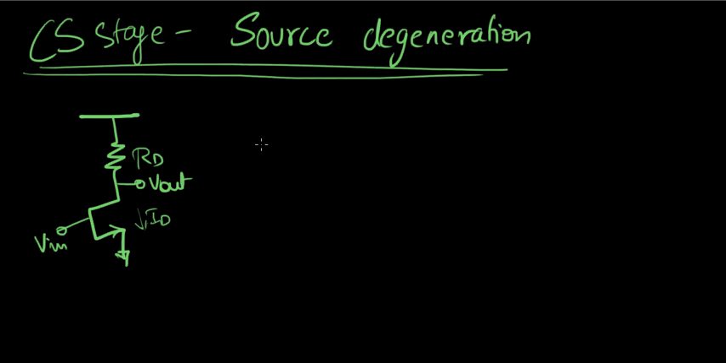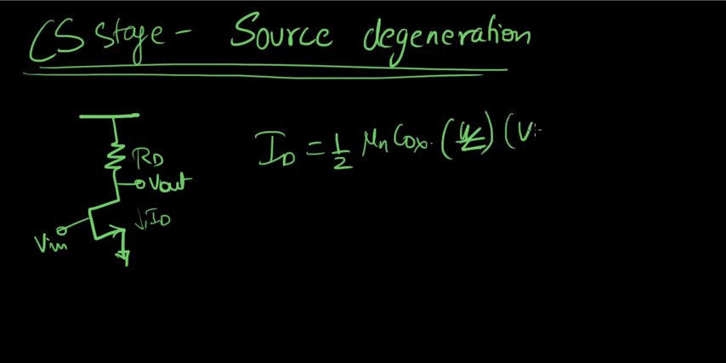Okay. So, if you write the equation for drain current here, it is like this: half mu n C ox times W over L, times V in, because VGS is V in, right? V in minus VTH, the whole squared.